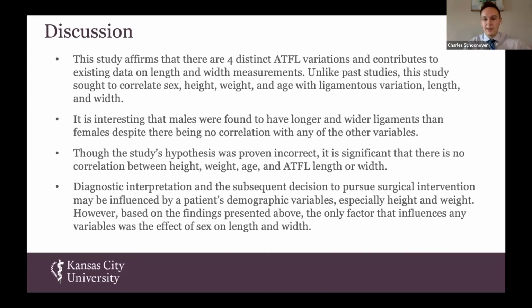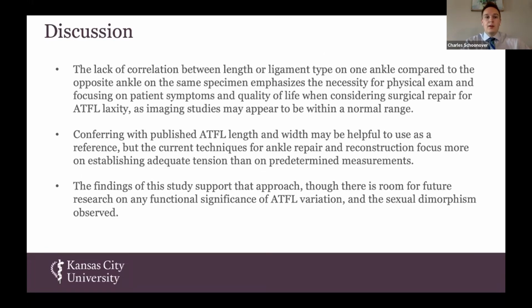It might seem intuitive that a larger, taller person might have a larger ligament, but the findings of this study indicate that the only factor influencing length or width was sex. Also, the lack of correlation between length or ligament type on one ankle compared to the opposite ankle on the same individual emphasizes the importance of physical exam and focusing on patient symptoms when considering surgical repair, because imaging studies could appear to be within a normal range.